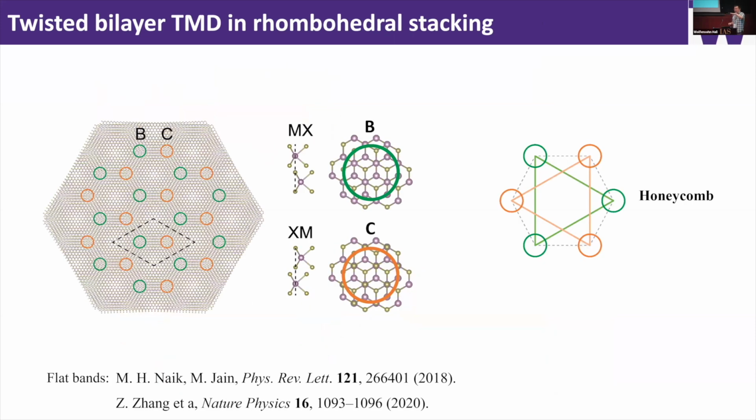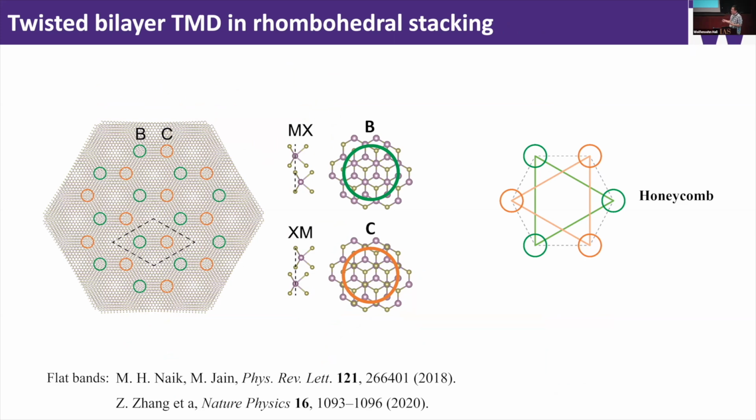Now, you take a monolayer TMD and you cut it in half, then stack on top of each other, but in the same orientations. In this case, we call it A stacking or rhombohedral stacking. Then you add a little twist. Then we have these twisted transition metal dichalcogenide bilayers.